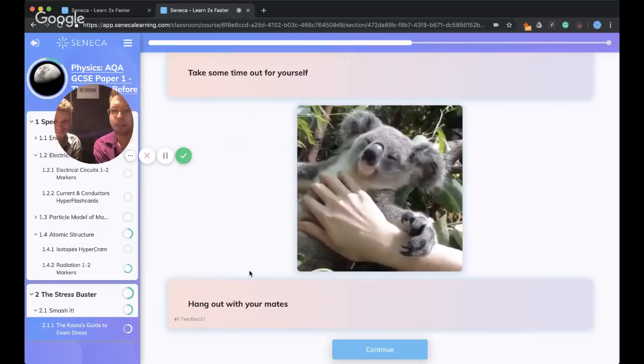Hang out with your mates, see your friends, talk to your friends if you're feeling a bit stressed. Always good to talk about these things. Nice to just take your mind off it for a little while as well. You just don't want to get stuck in that cycle of saying I'm stressed, and thinking you're stressed. It just becomes a cycle. So talk to your friends, all good.